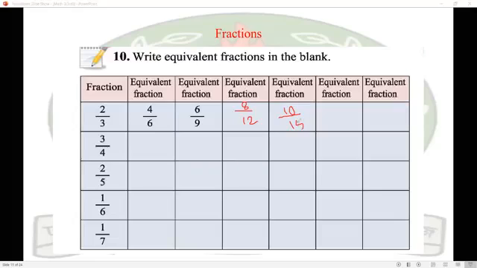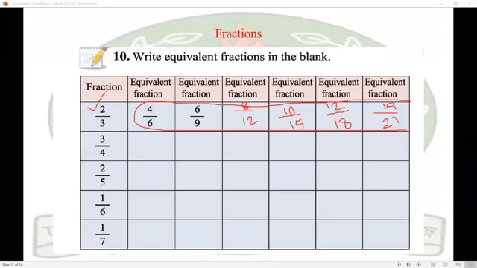So when the same number multiplies with the numerator and denominator, we identify the equivalent fraction. When we multiply the 6 with the 2, we get 12. When we multiply the 6 with the 3, we get 18. When we multiply the 7 with the 2, we get 14. When we multiply the 7 with the 3, we get 21. So these are all equivalent fractions of 2 by 3.